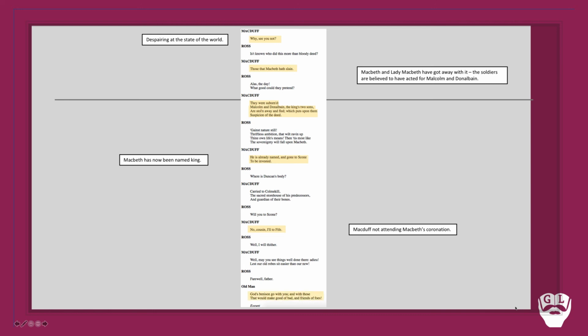And then we have the end of the scene where the old man says, "God's benison, God's blessing go with you, and with those that will make good of bad and friends of foes." So there is a fear for the future of Scotland after Duncan's death. The old man ending there on this point, just before Macbeth returns as the King of Scotland, shows that there is a real sense of fear and dismay in how Scotland will go forward under King Macbeth. So that's been the end of Act 2.